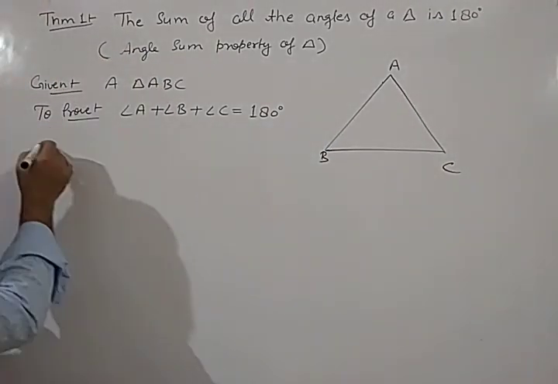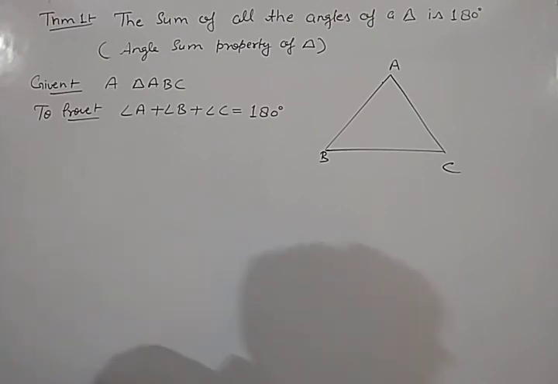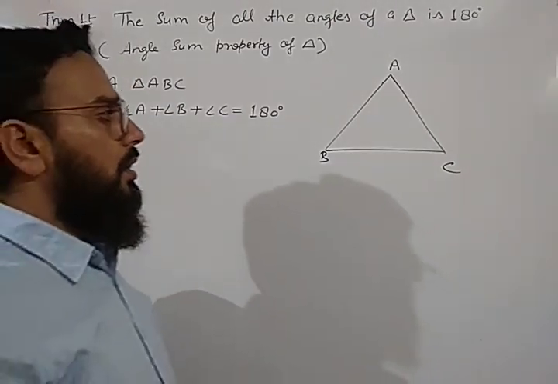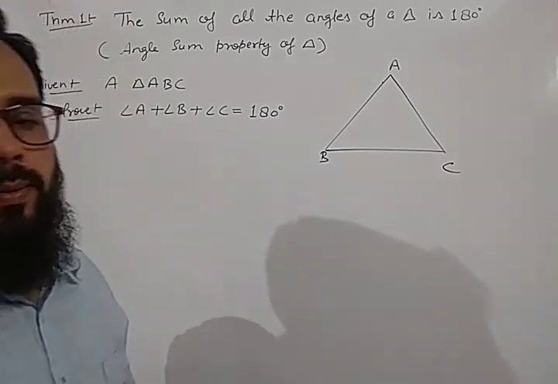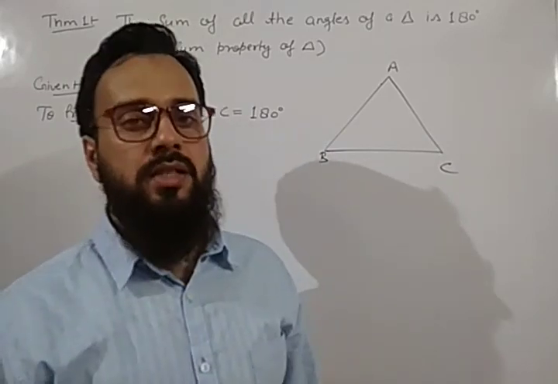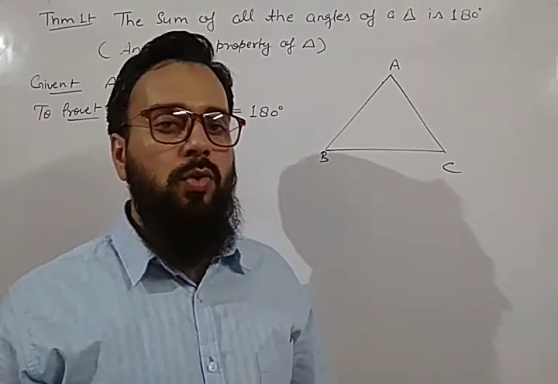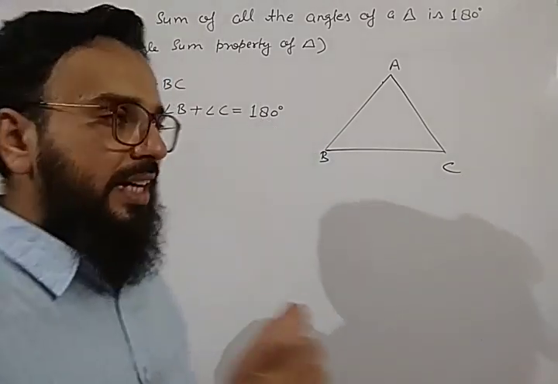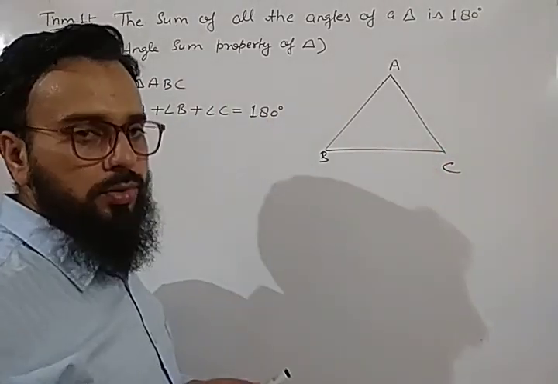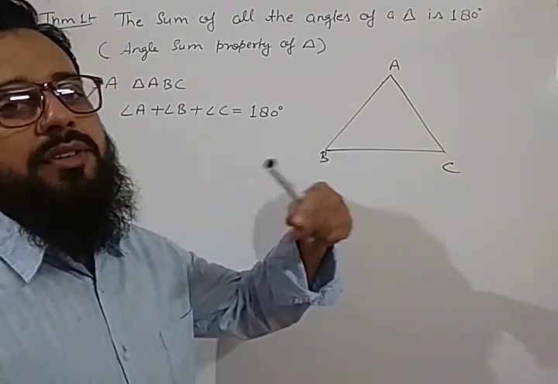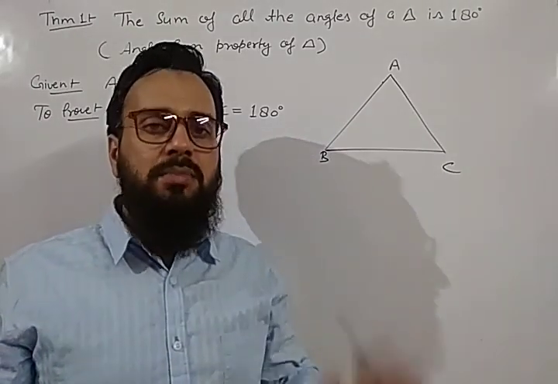Now how will we prove this? How can we prove it? For proving this, we will do a construction here, because we have studied about parallel lines, transversal, alternate angle, co-interior angle, corresponding angles. We have studied about all those things. So we can use those properties in triangle also. That's why we will draw a parallel line, then we will get a transversal, and we may get alternate angle or co-interior angle, something like that.